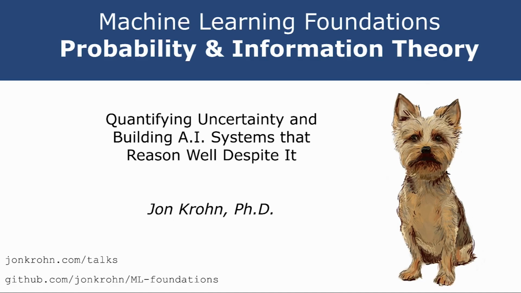In full, this subject is called Probability and Information Theory. In it, we'll cover the essential content you need in order to quantify uncertainty and build AI systems that reason well despite the presence of uncertainty. And this is important because in the real world, there is almost always some uncertainty when we're building machine learning models.